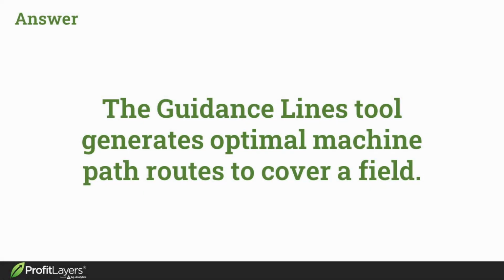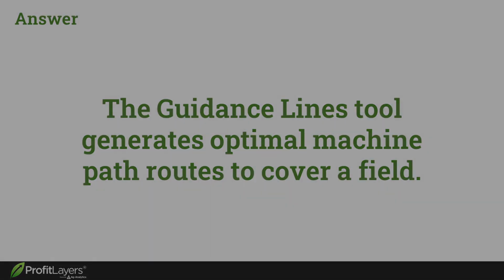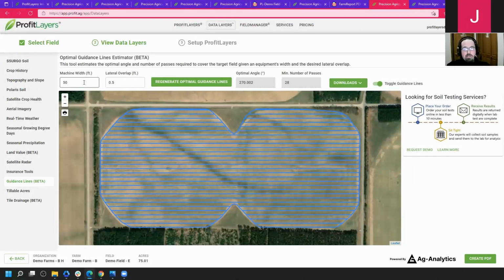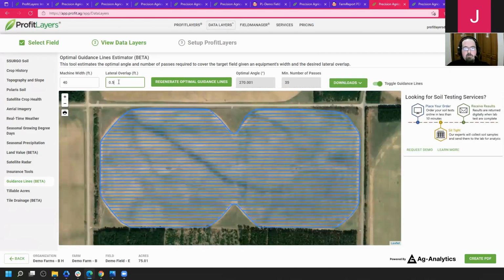Sure. So for the guidance lines, this is a kind of a beta tool, but it is useful to get a sense of how many field passes you're going to need and to give you actually actionable info. So what you do is you will state what your machine width is. Let's say you're working with a 40-foot equipment, how much overlap you want. Maybe you want a lot of overlap, so let's go 3.5.